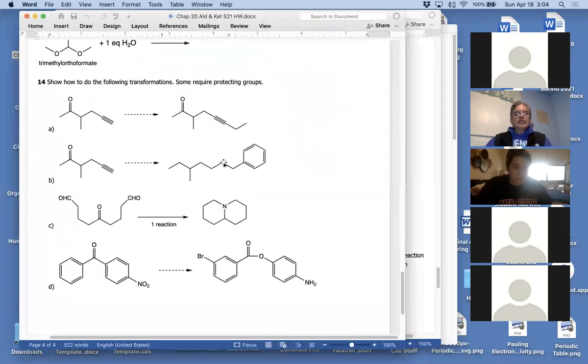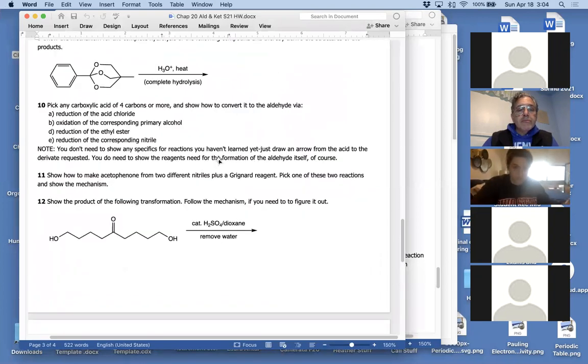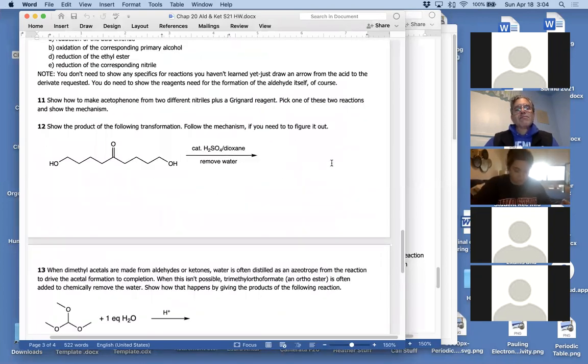Dioxane was in the ether chapter, but it's just a solvent. Okay, I need to check that again. Thank you. When solvents are particularly common, I like to throw them in now and then, just for awareness purposes.